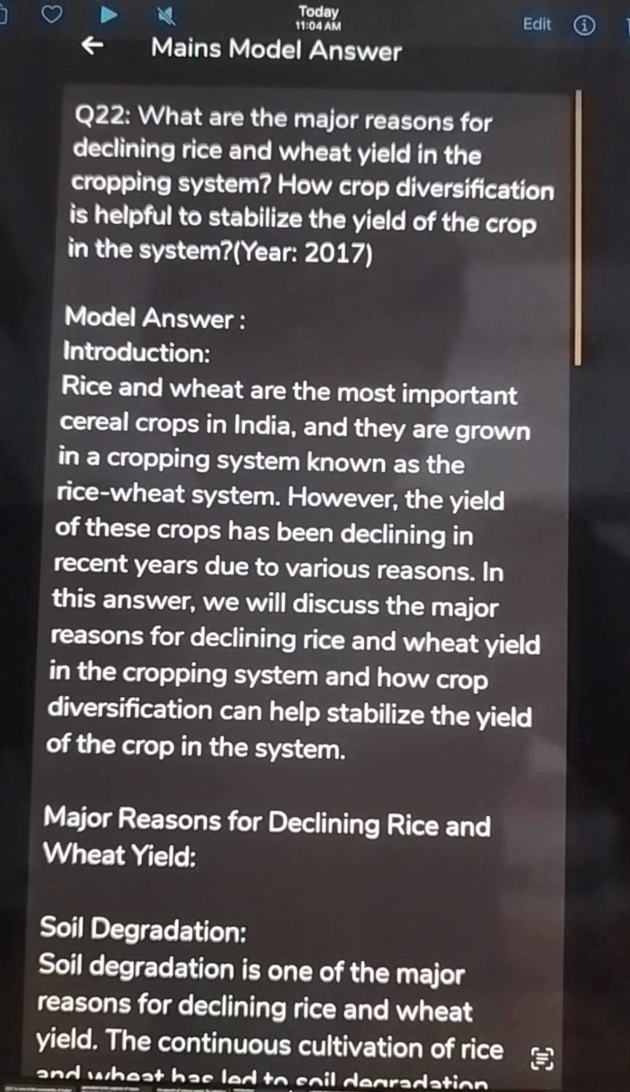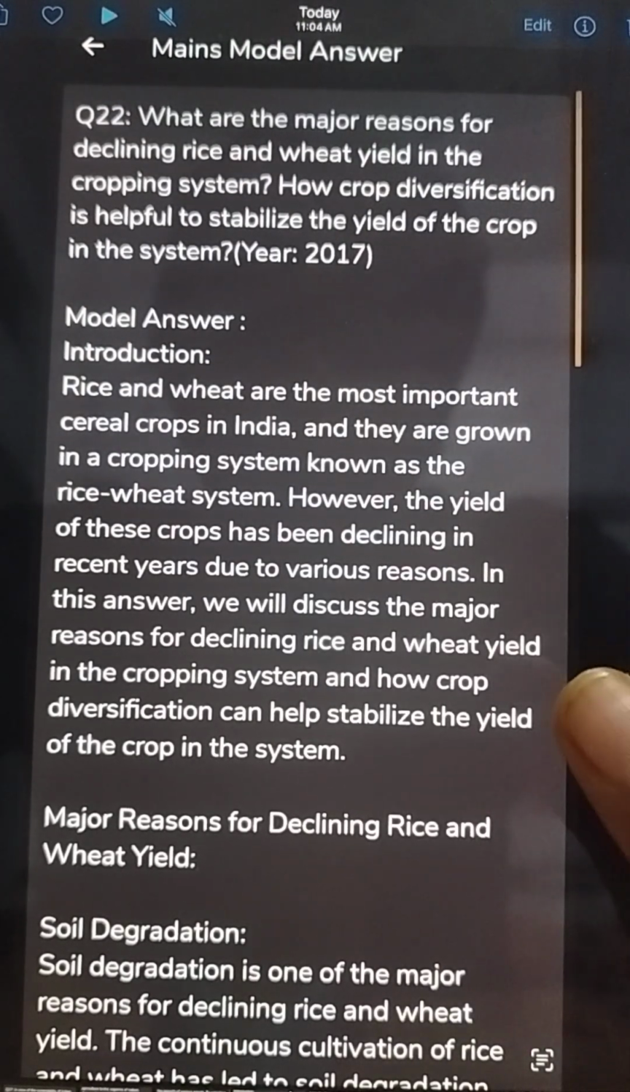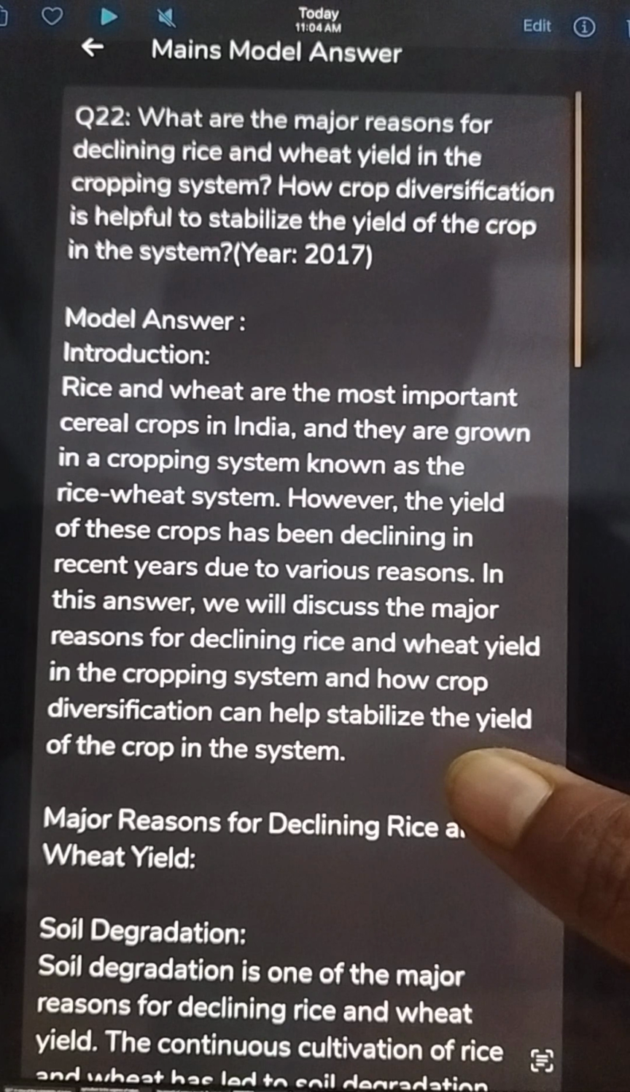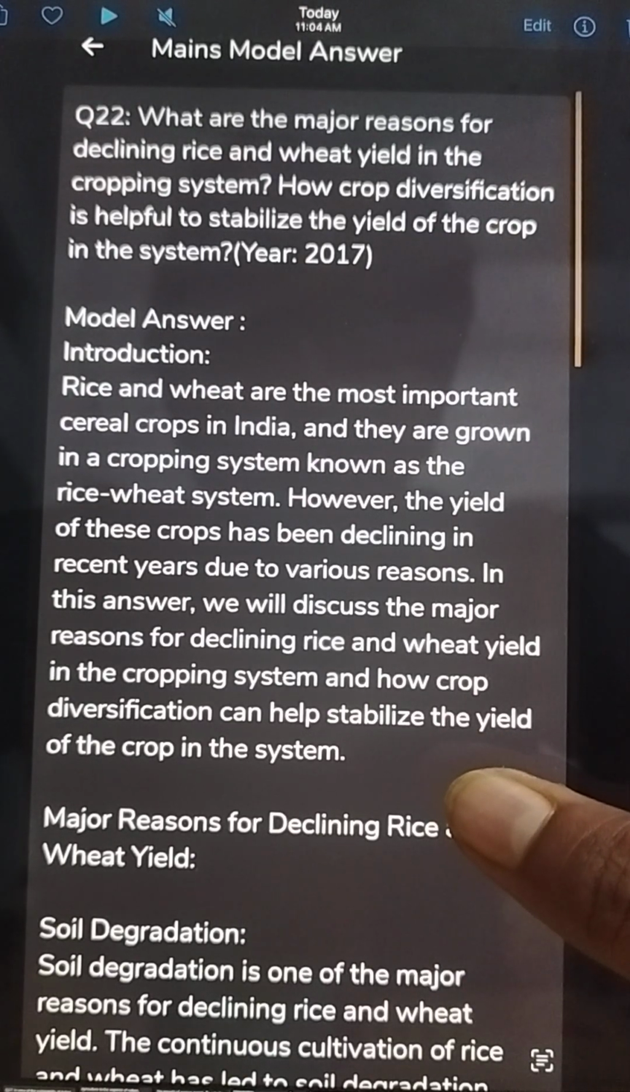Then comes the next question: What are the major reasons for declining rice and wheat yield in the cropping system? How is crop diversification helpful to stabilize the yield of crop in the system?